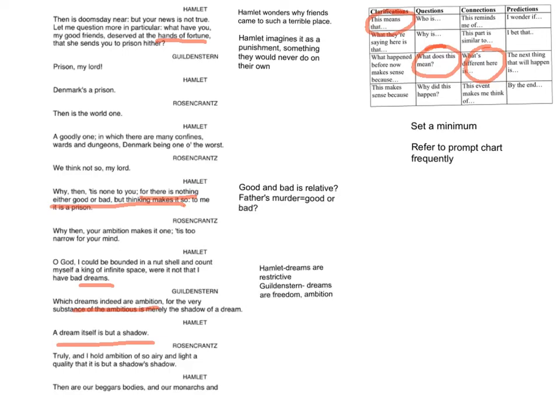So let's make a note here and see if we can figure out the difference between how they're discussing this same word. Hamlet views the dreams as something that's preventing him from being able to do what he wants to do. He views dreams as bad and restrictive, whereas Guildenstern is using a different definition of dreams, as in aspirations. He sees them as freedom and links them to ambition.